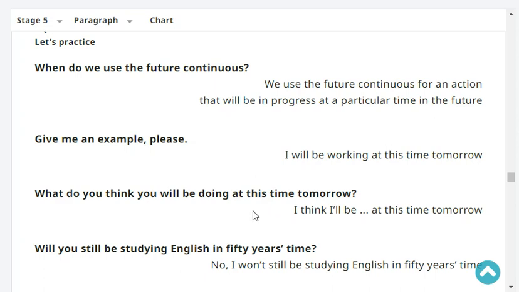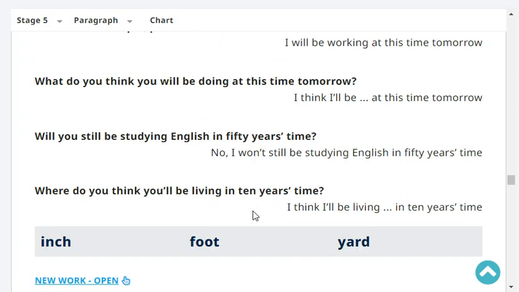What do you think you will be doing at this time tomorrow? I think I'll be learning English at this time tomorrow. Very good. Will you still be studying English in 50 years' time?